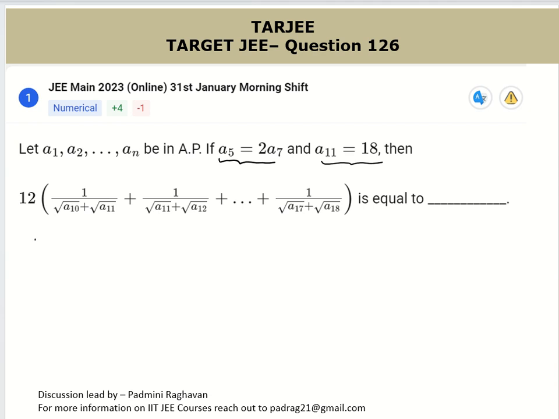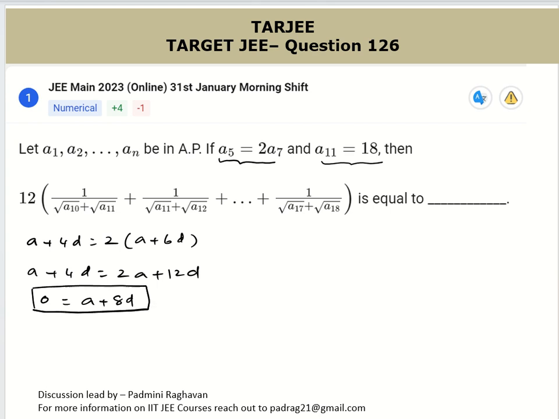We know A5 is nothing but A plus 4D, which is equal to 2 times A7, which is A plus 6D. So this gives us A plus 4D is equal to 2A plus 12D. If I transpose the terms, 0 is equal to A plus 8D. So this is my equation number 1, which involves A and D.